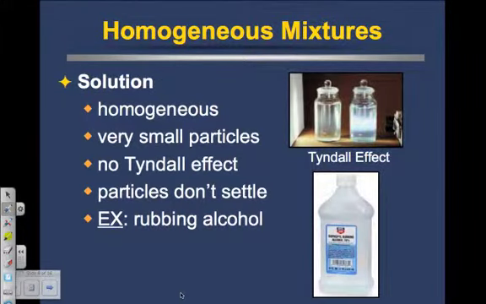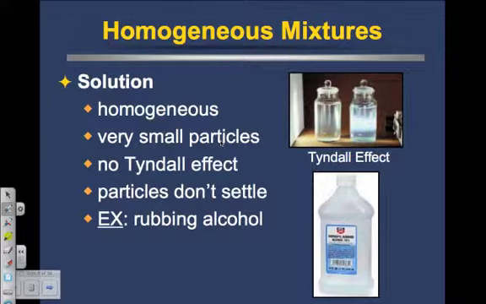So a homogeneous mixture is also called a solution. So if we say homogeneous mixture, you should know that it's pretty much the same thing as a solution. So solutions have very, very small particles. I can't actually see the particles that are in there. So if I dissolve sugar into water, I can't see the very, very tiny sugar molecules in there because they're so small. But they're there.